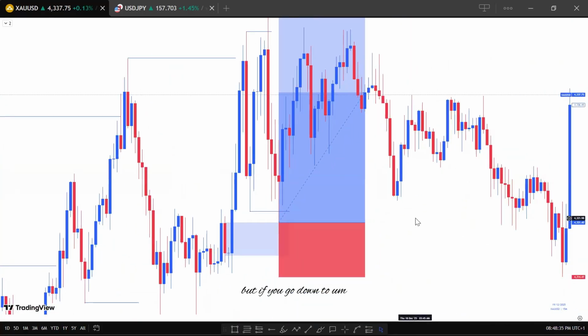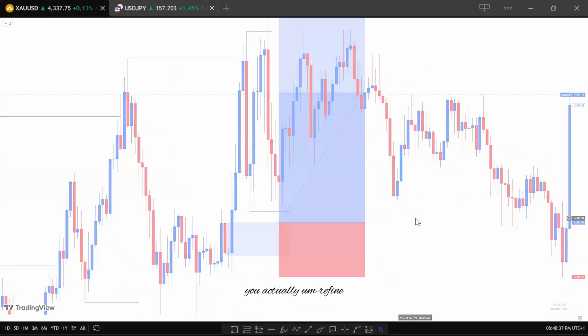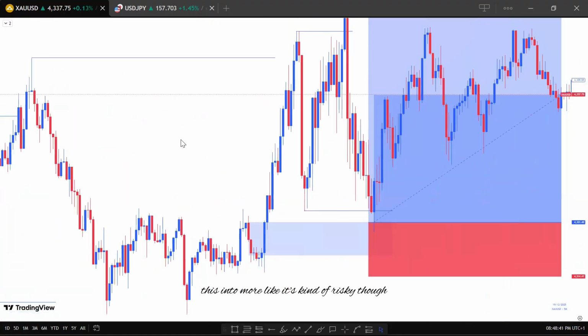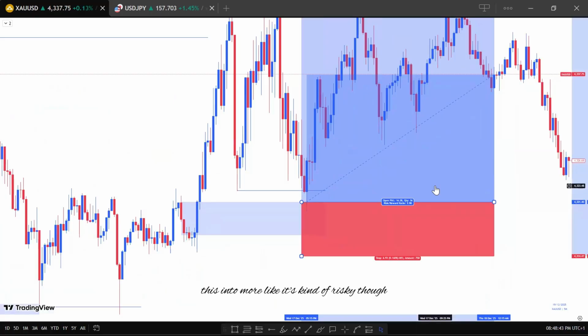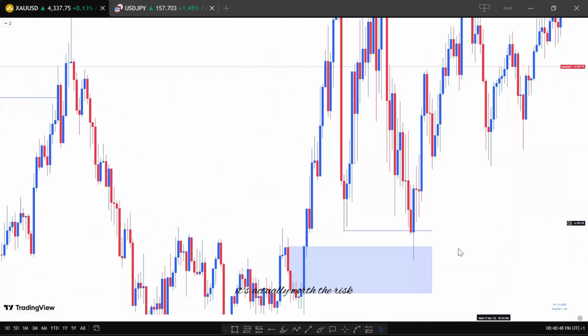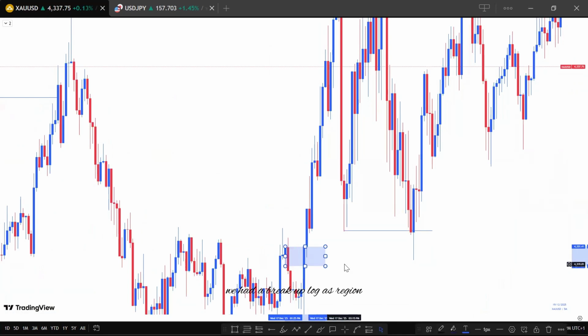But if you go down to a lower time frame, you can refine this. It's kind of risky, but if it actually played out well, it's worth the risk. We had a breaker block at this region, which I picked as my entry.